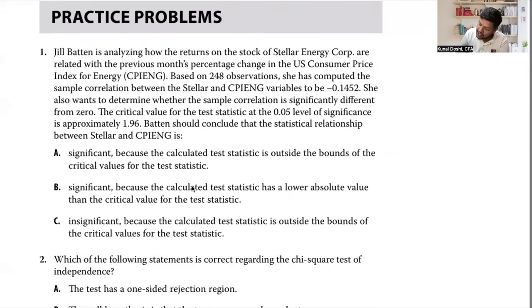Jill is analyzing how the returns on the stock are related to the previous month's percentage change in the US Consumer Price Index, based on 248 observations. So n is greater than 30, so I will use the t-test. She has computed the sample correlation between the stock and CPI variables. So I get my correlation. She also wants to determine whether the sample correlation is significantly different from 0. So yes, we are determining whether the correlation is 0, null, not equal to 0, alternate.